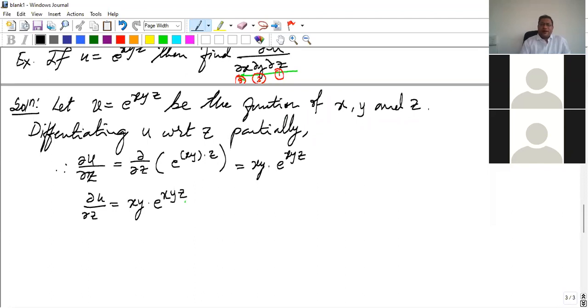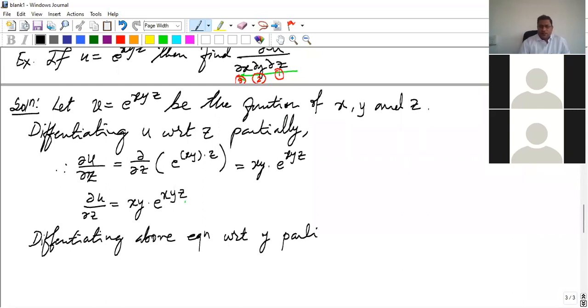Okay. Now, what is the next step? We have to find the derivative of this with respect to y. So whatever equation we have got here, we have to differentiate this equation with respect to y. So we write, differentiating the above equation with respect to y partially, we get ∂²u/∂y∂z.